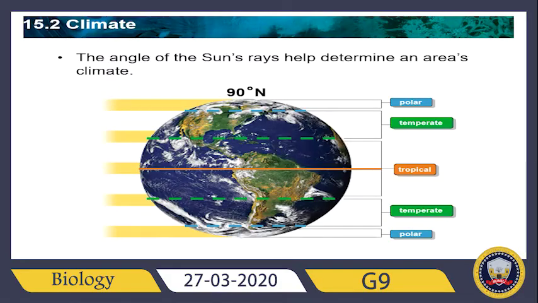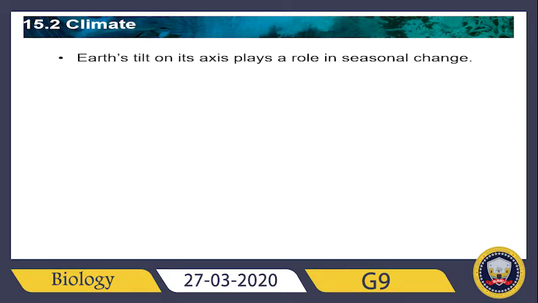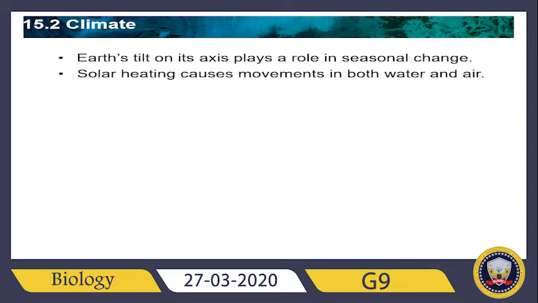Hello. So in today's session, we will continue explaining chapter 15, section 2, climate. Now we reached the angle of the sun's rays helping determine the area's climate. We learned about the climates: the polar climate, the temperate climate, and the tropical climate. And we explained how the sun influences the climates. And if you remember, I showed you the video that Earth's tilt on its axis plays a very important role in seasonal change, the seasons.